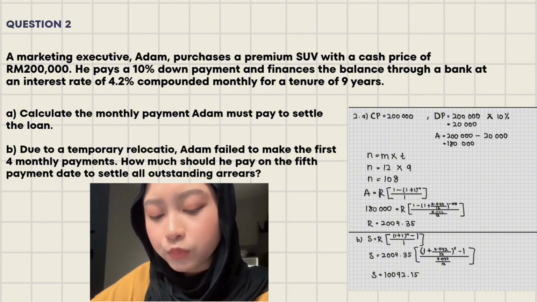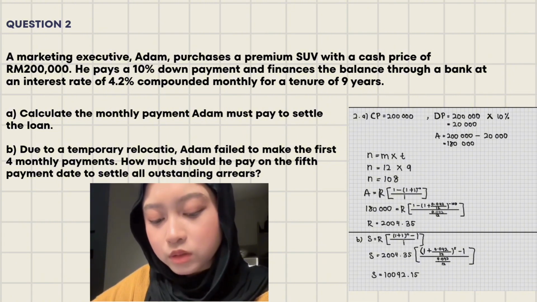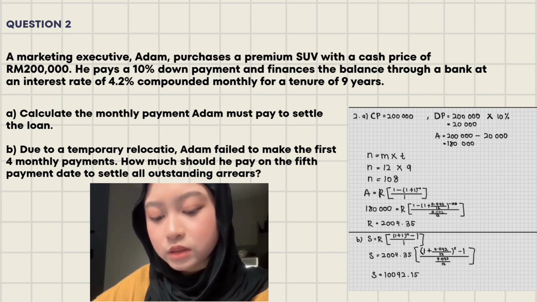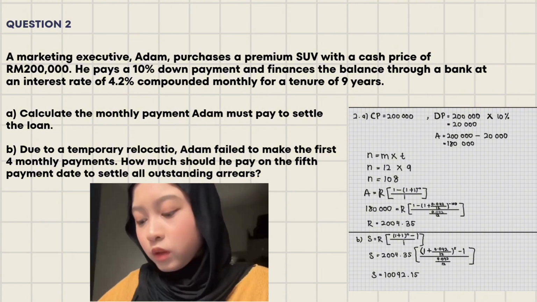180,000 equals R open bracket 1 minus open bracket 1 plus 0.042 over 12 close bracket to the power of minus 108 over 0.042 over 12 close bracket. R equals 204.35 ringgit. So the answer is 204.35 ringgit. Move to the next question.